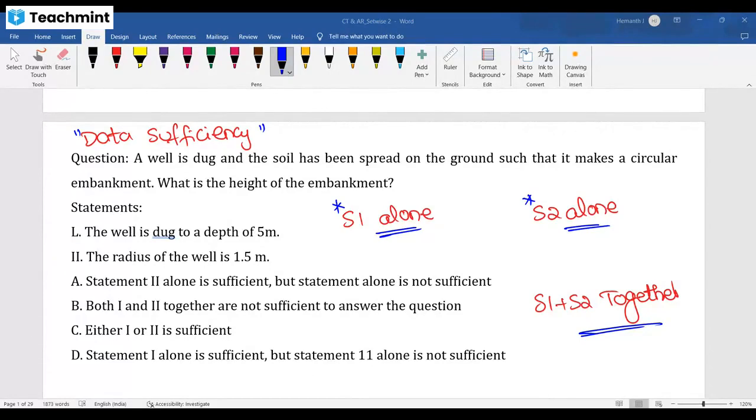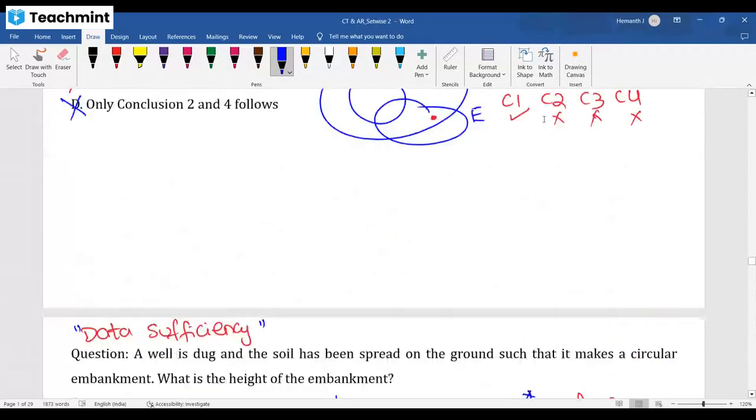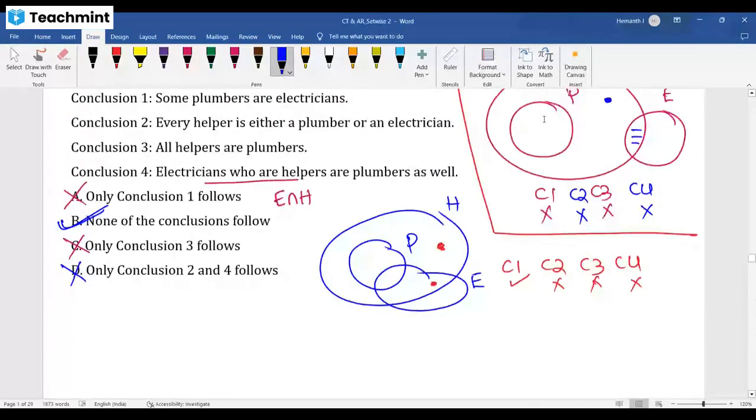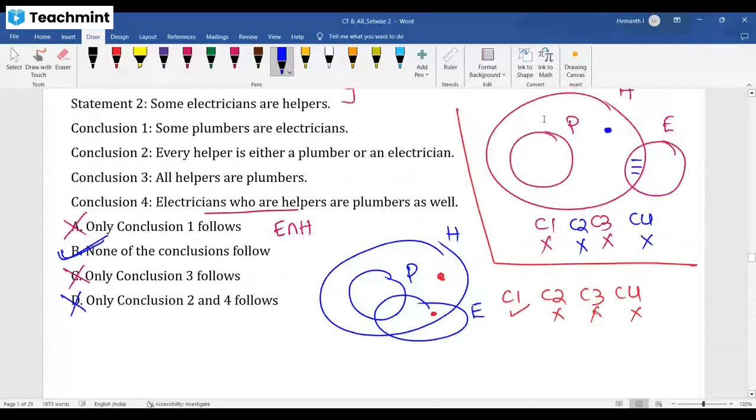For the previous question, none follows is the answer. There is an option called none of the conclusions follows. All are wrong, because the first one is wrong here. The conclusion must be true in all diagrams. One is not true in all diagrams. 2, 3, 4 are also not true in all diagrams. That's why none follows. The conclusion must be true in all diagrams.